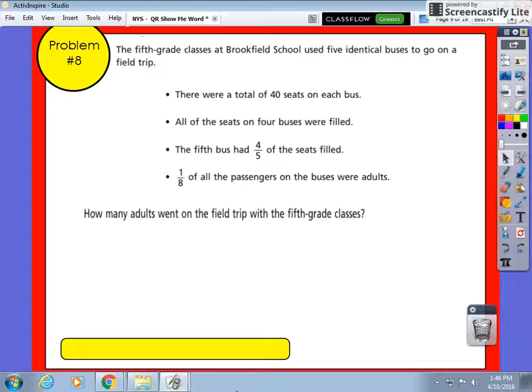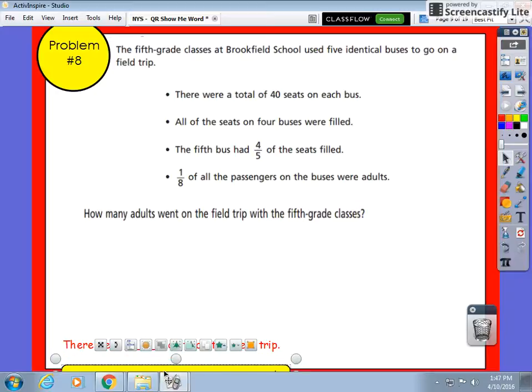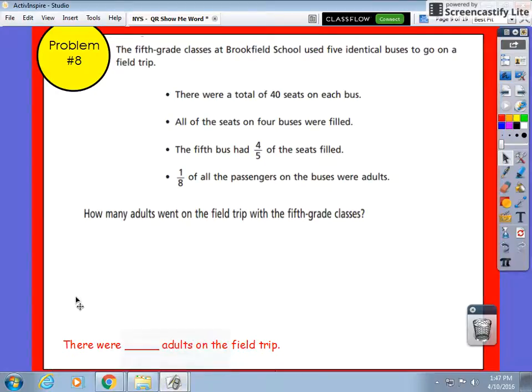Wow, lots of information. So we need to stop and think and remind ourselves what it is that we need to find. Those sentences really let us know what it is that we need to find. So take a look at mine. Mine says there were adults on the field trip. So we know on this field trip there were students and there were adults.